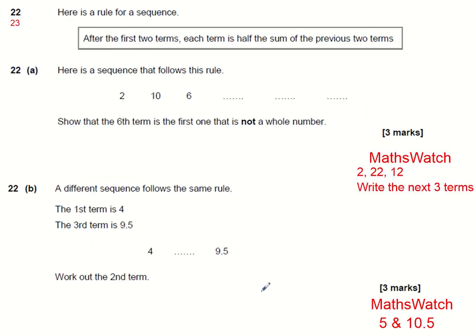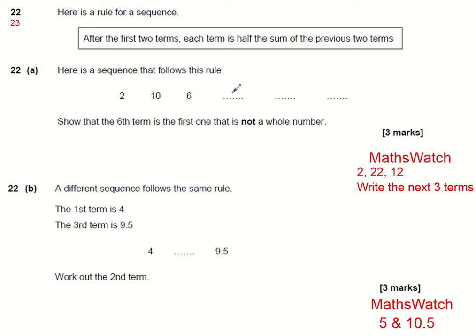Question 22. Here is a rule for a sequence. After the first 2 terms, each term is half the sum of the previous 2 terms. Here is a sequence that follows this rule. 2, 10, 6. So after the first 2 terms of the 2 and the 10, the next term is half the sum of those previous 2 terms. So 2 plus 10 is 12, and half of that 12 is 6.